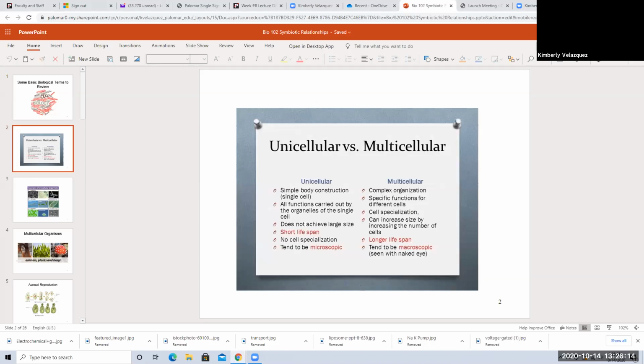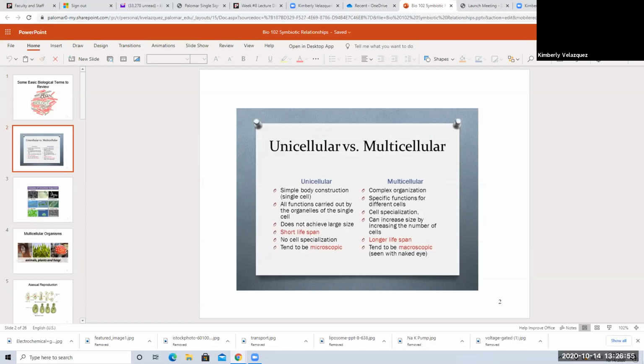So the first thing to recall is the difference between a unicellular and a multicellular organism. Unicellular, as the term really specifies, is a one-celled organism, meaning the entire organism is made of just one cell. And all the functions are carried out by that one single cell. They can only get to a certain size, and they usually have a short lifespan and no real specialization of different types of cells because there's only one cell, so they can't really specialize. They tend to be microscopic, meaning you can't see them with the naked eye because they can't get big enough to be seen with the naked eye.